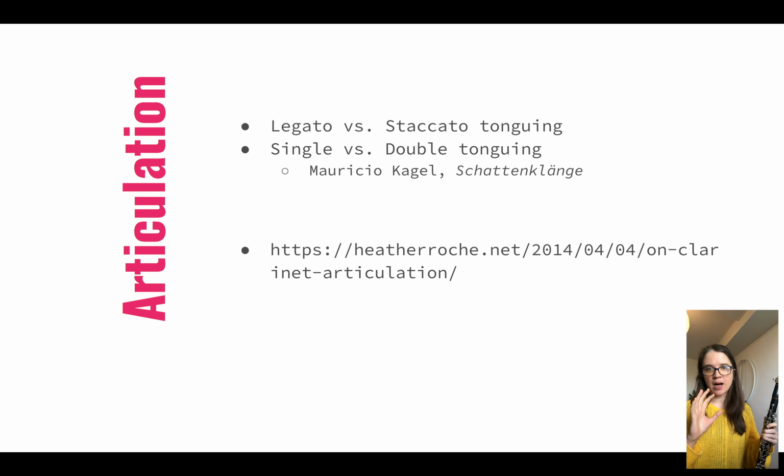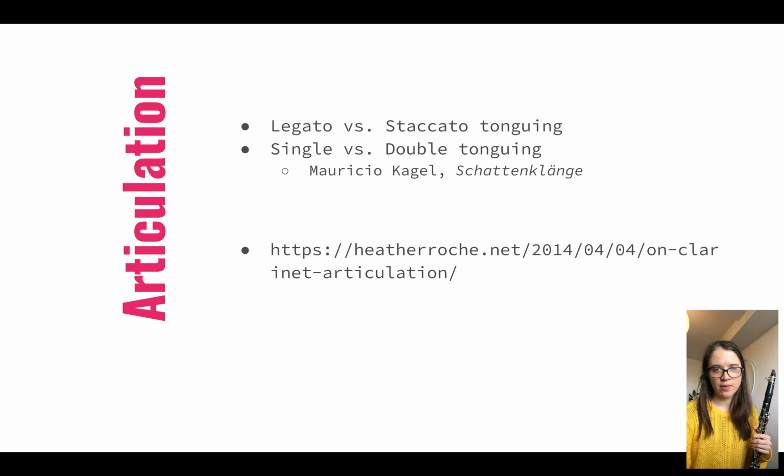So basically, I'm tonguing at the beginning of each note, and for staccato, on the other hand, I'll use my tongue at both the beginning and the end of each note. So I start and stop the pitch with the tongue, like that. Double tonguing is also an option.